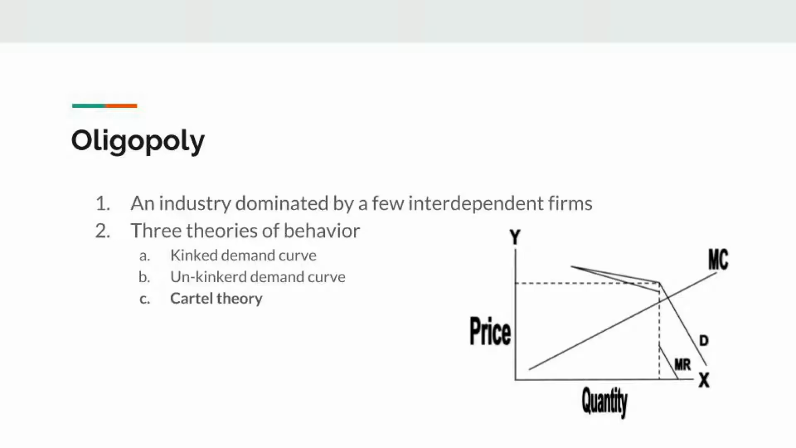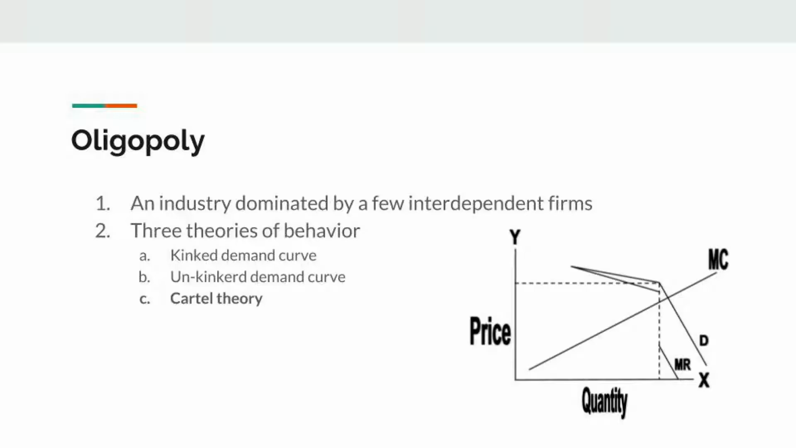The second theory is the unkinked theory. This theory is developed by George Stigler, who said that you can't assume that firms in an oligopoly will match price decreases but not match price increases. If this assumption is incorrect, then there is no kink in the demand curve, no gap in marginal revenue, and no sticky prices. This theory makes oligopolies more similar to monopolistic competition.